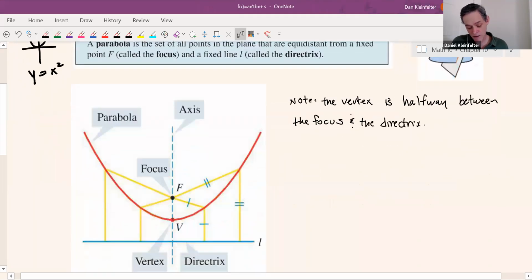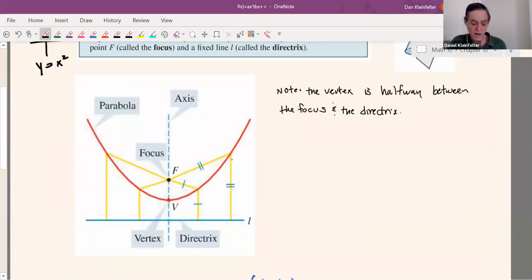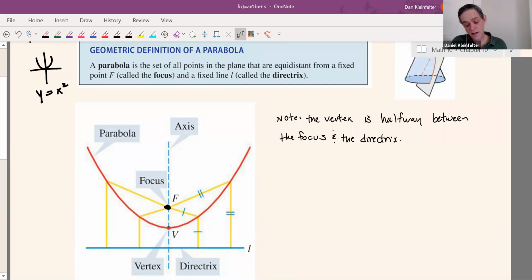As shown in the picture right here, the red curve is going to be our parabola, and we have this point F, the focus, kind of in between or inside the parabola, some people will say, and then the horizontal line down here will be our directrix. The important piece of the definition is that the distance between the focus to the parabola and the parabola to the directrix is the same.